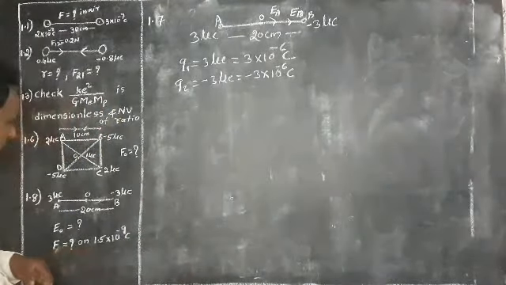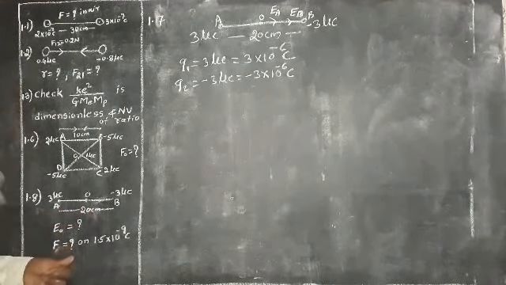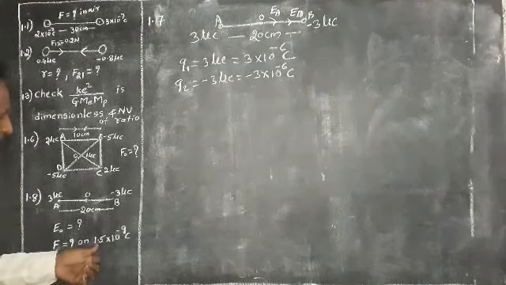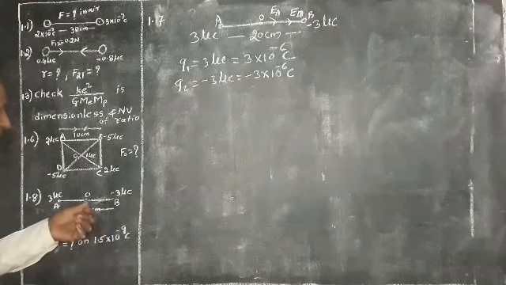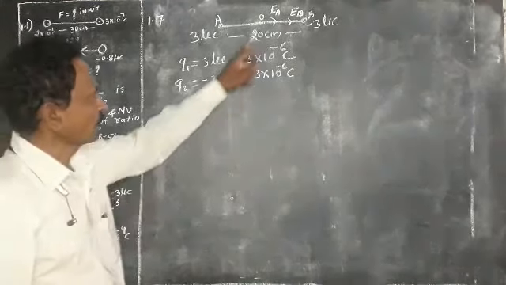And also find what is the force on a negative test charge of magnitude 1.5 nanocoulomb placed at O. That means you are to calculate total electric field at O, then calculate force acting on a negative test charge placed at O. First we calculate electric field due to positive 3 microcoulomb at O and electric field due to minus 3 microcoulomb at O.